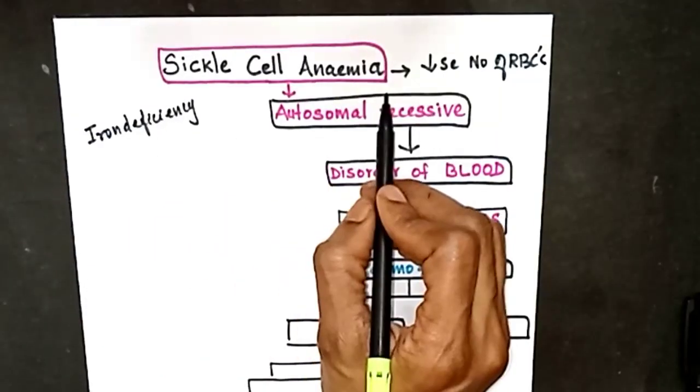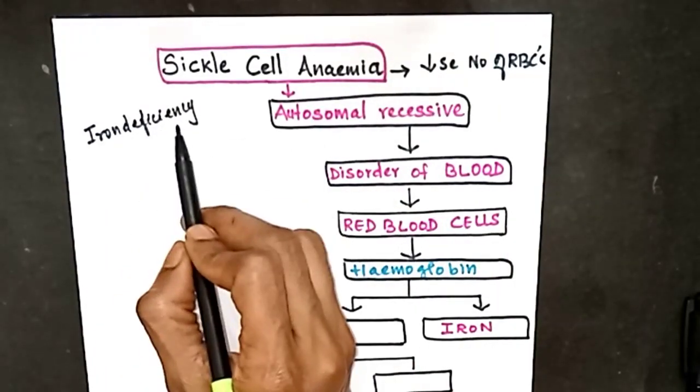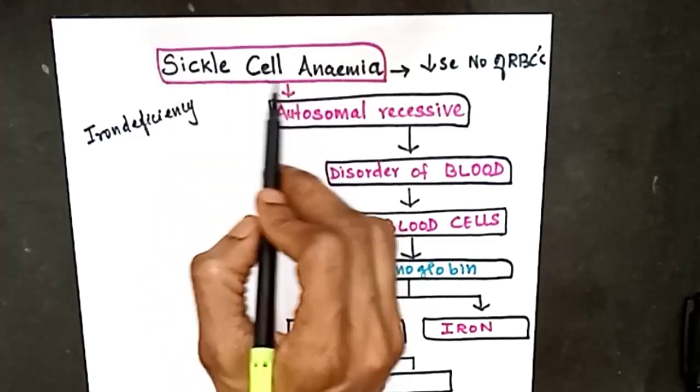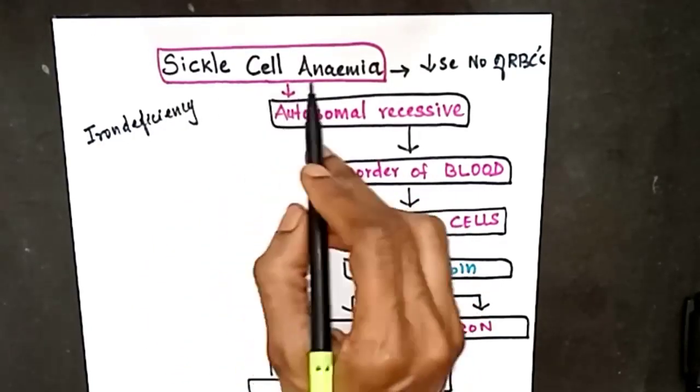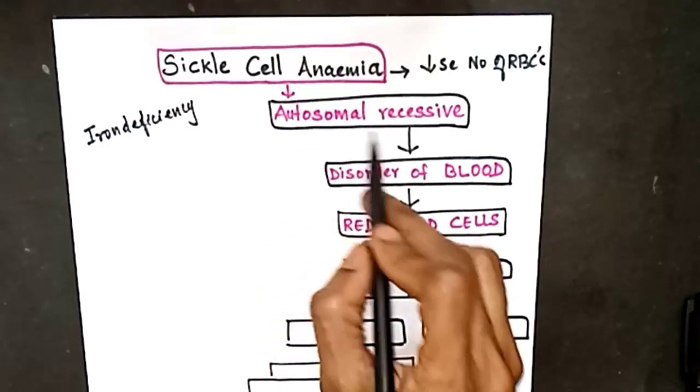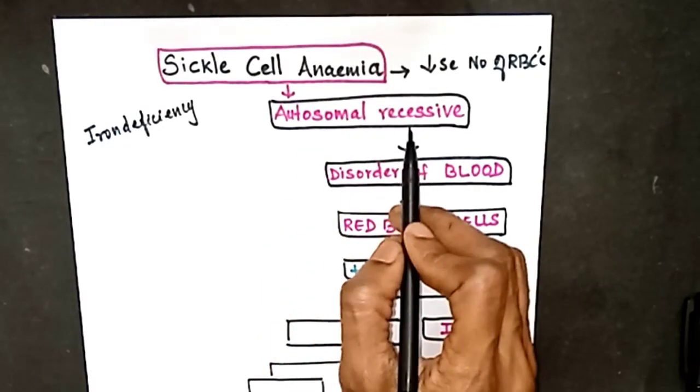There are different types of anemia. The most common is iron deficiency anemia. But today's topic, sickle cell anemia, is different. So let us see the topic. Sickle cell anemia is an autosomal recessive disease. It is an autosomal recessive disease.